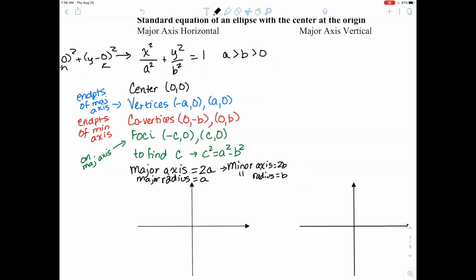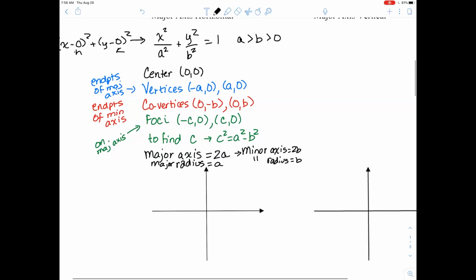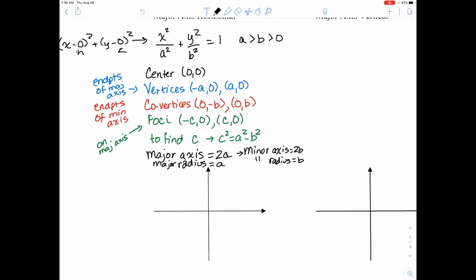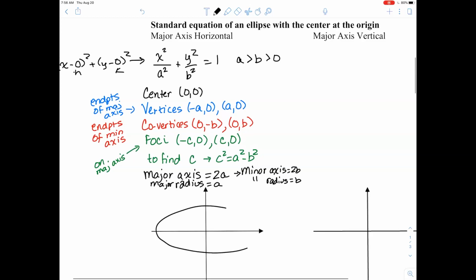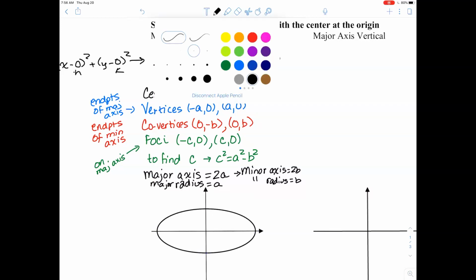So let's draw what that looks like real quick. We're going to draw a major axis horizontal. So that means our ellipse is going to be wide and short and fat. Okay, so we're going to go this way. I'm going to straighten that out a bit. Okay, that's pretty good. Try to get it centered here on 0, 0. All right, so here's our center.